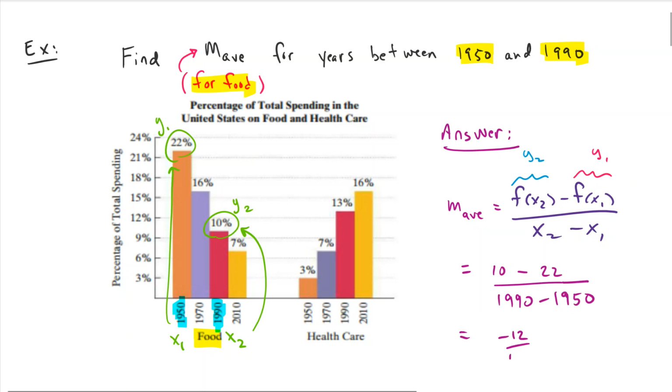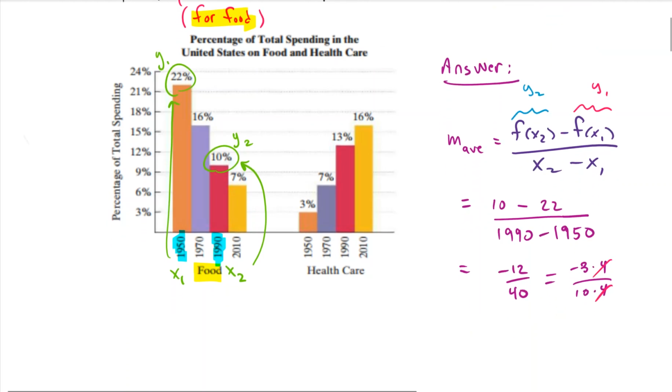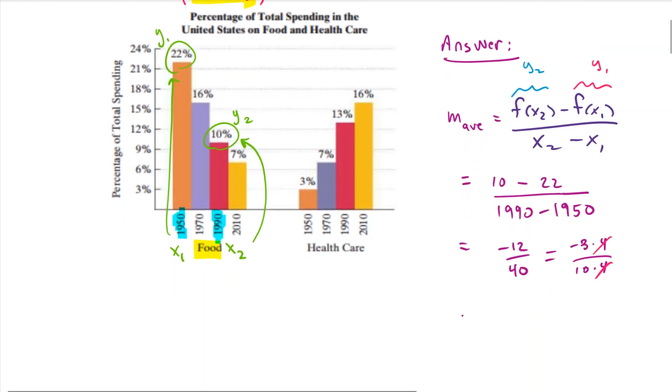negative 12 over 40, which if we simplify that, we can take a 4 out of both the top and the bottom. We do 3 times 4 over 10 times 4. We can see here that the 4's can cancel, and we're left with negative 3 over 10.